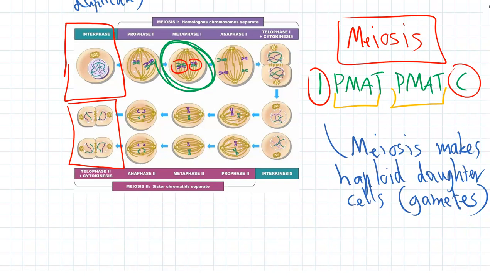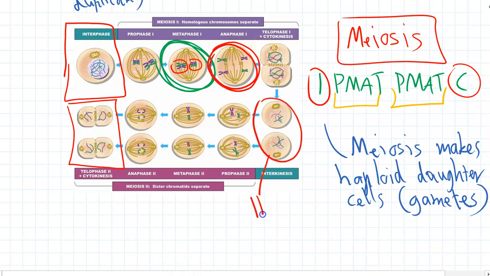And so that means in anaphase 1, when the chromosomes pull apart, a whole chromosome actually goes to either end of the cell. So that means that the first two daughter cells that are made are already haploid, because they've only got one copy of each chromosome. And then we get to a second round of nucleus dividing, so the second PMAT. And this is basically exactly the same as mitosis.